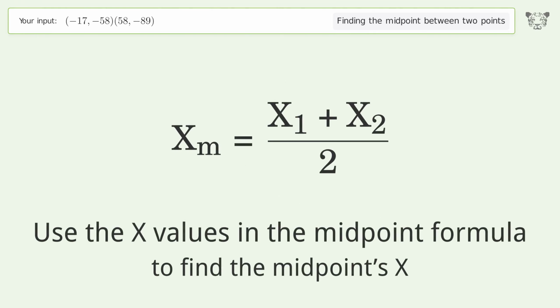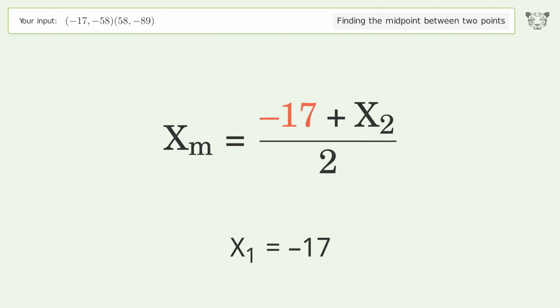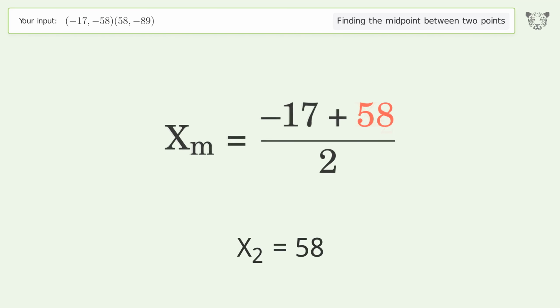Use the x values in the midpoint formula to find the midpoint's x. x1 equals negative 17. x2 equals 58. Simplify the arithmetic.